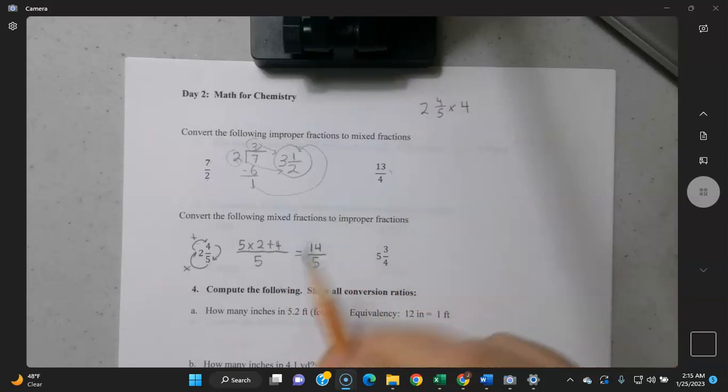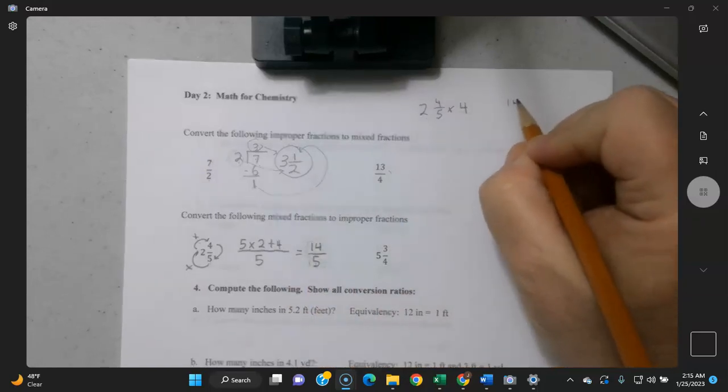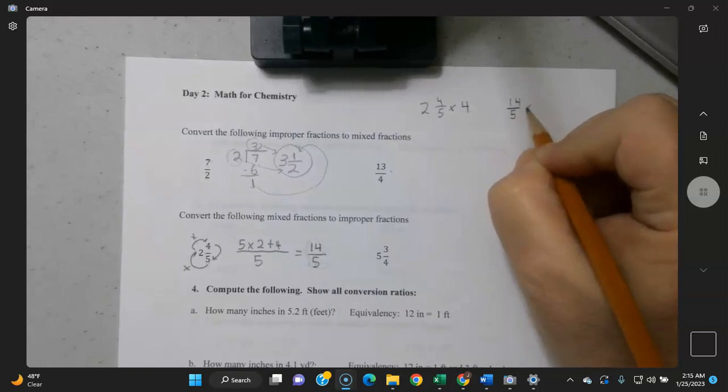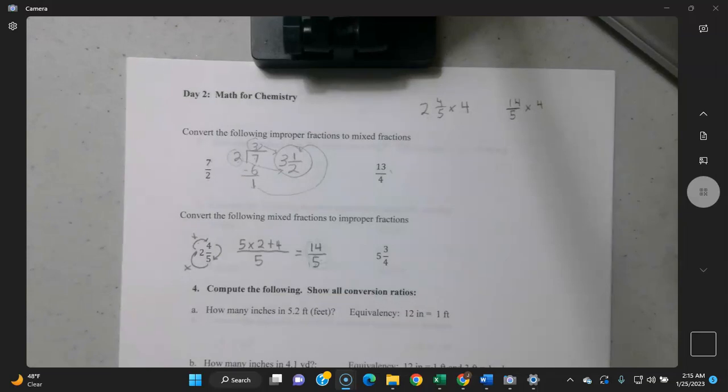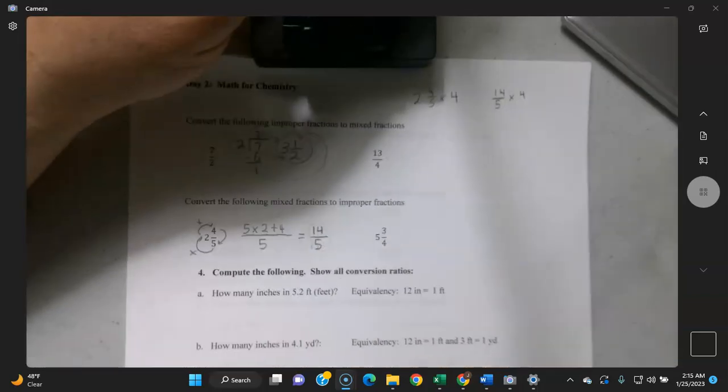You'd have to convert it into this. Make it 14/5 times 4. And now you know how to multiply fractions. You could go ahead and do that. Okay? So that's why, if it's a final answer, you can put it in this form. But if you're going to continue to do math on it, you need to leave it in this form. Okay, really important subject coming up here.